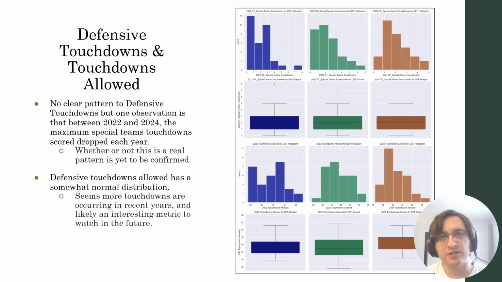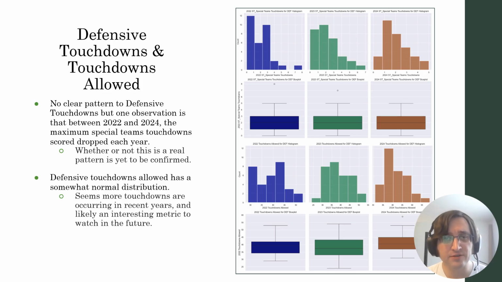Looking now at defensive touchdowns and touchdowns allowed, we see a few things here. First, for defensive touchdowns, there's really no clear pattern that we can extract from a year-to-year basis. But one thing we do see, though, is that there is a tendency for the special team touchdowns to drop every year. And whether or not this is a real pattern would probably take more time to be confirmed, but it is something to note and would be interesting to track on a long-term basis.